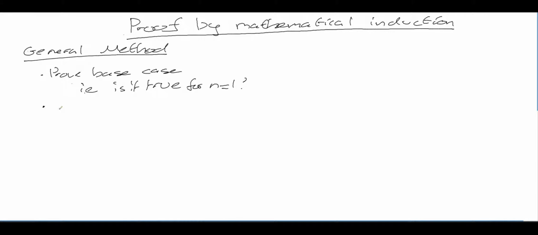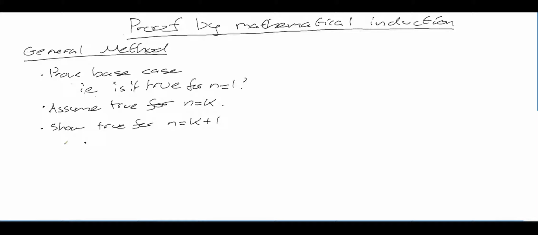Then what we've got to do is assume that it's true for n equals k. So we can write down the left hand side and the right hand side with k substituted in, and this will help us to do the next step. We're going to assume that whatever we're trying to prove is true for some value k. Then we've got to show that it is true for n equals k plus 1.